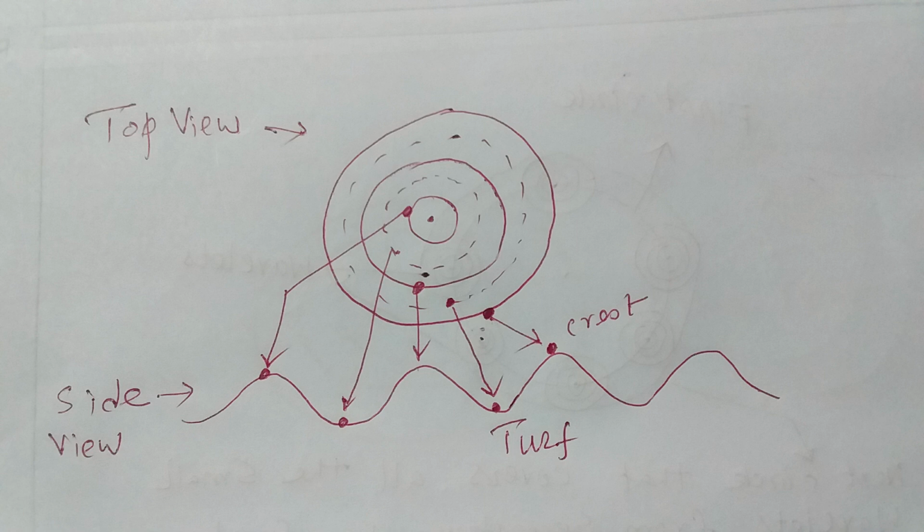If a fish was present at the center of the concentric circles, it will see the wave as below. It forms crests and troughs.